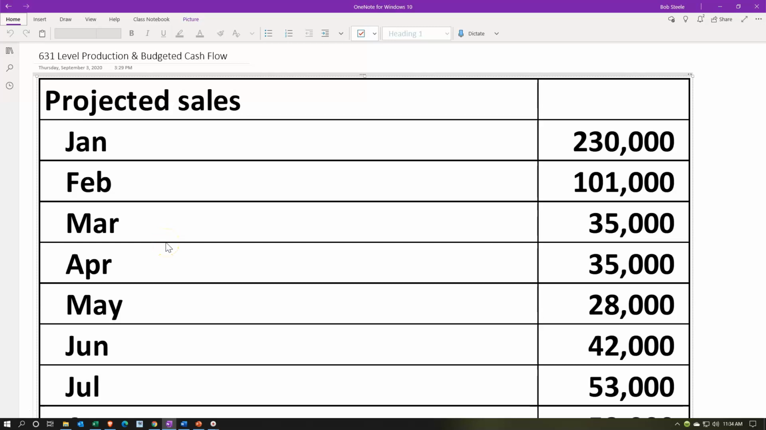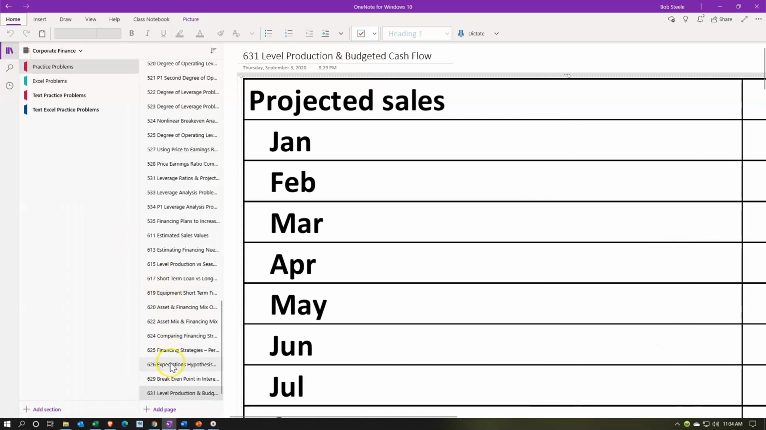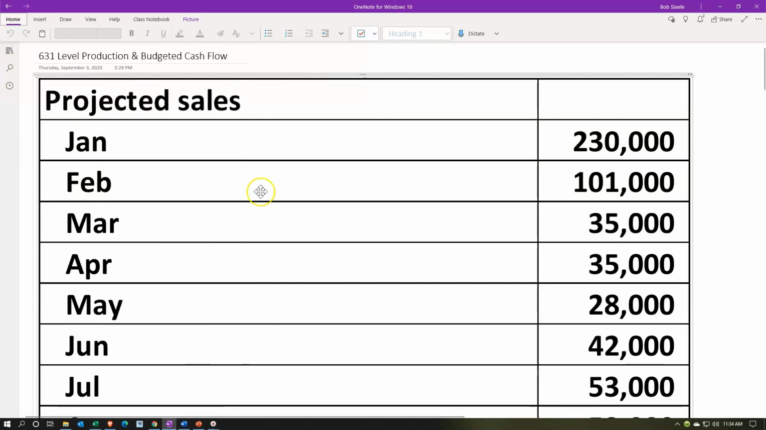Here we are in OneNote. If you would like to follow along in OneNote, you're not required to do so, but if you have access to it and would like to, we are in the 631 Level Production and Budgeted Cash Flow tab in the Practice Problems section. Closing this back out, we're going to go through all the information up top, then we'll have a smaller component of that information that we will use to work through the practice problem.